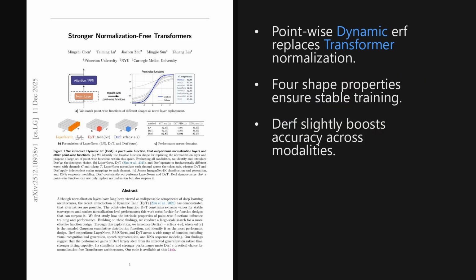I'm Alex. Today we are looking at a paper trending on X, published on December 11th, 2025, about 5 days ago. The striking result is that this paper replaces traditional normalization layers in transformers with a simple pointwise function called dynamic ERF, or Derf, and still improves performance. For example, boosting ViT base accuracy from 82.3% with layer norm to 82.8%. The paper is titled Stronger Normalization-Free Transformers, and as we will see later, the implications for how we design and train deep models are quite significant.